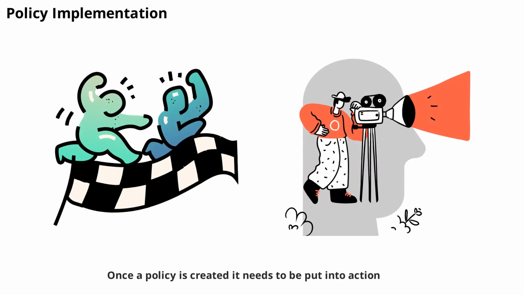Once a policy is created, it needs to be put into action. This is called implementation. Government agencies are responsible for carrying out policies, which can involve creating new programs, enforcing regulations, or distributing resources. Effective implementation requires clear communication, adequate funding, and ongoing monitoring. Sometimes, challenges arise that require adjustments to the policy or its execution.